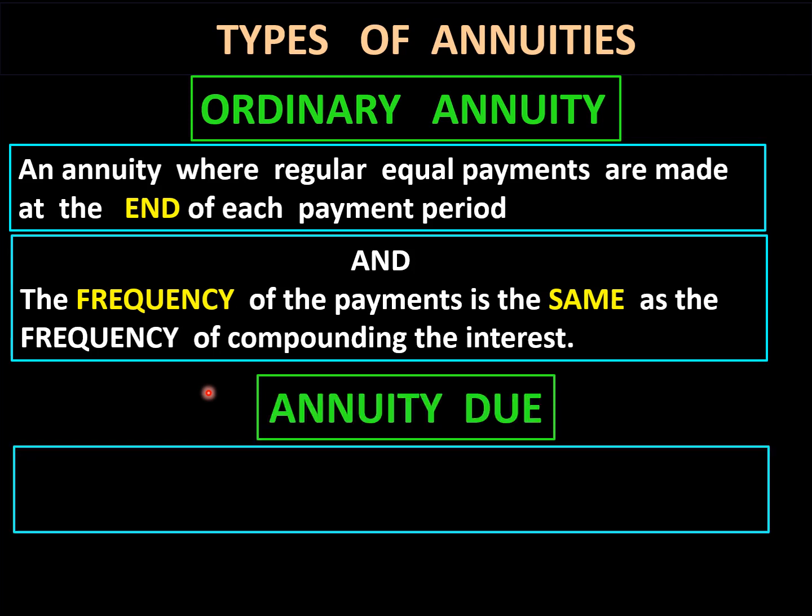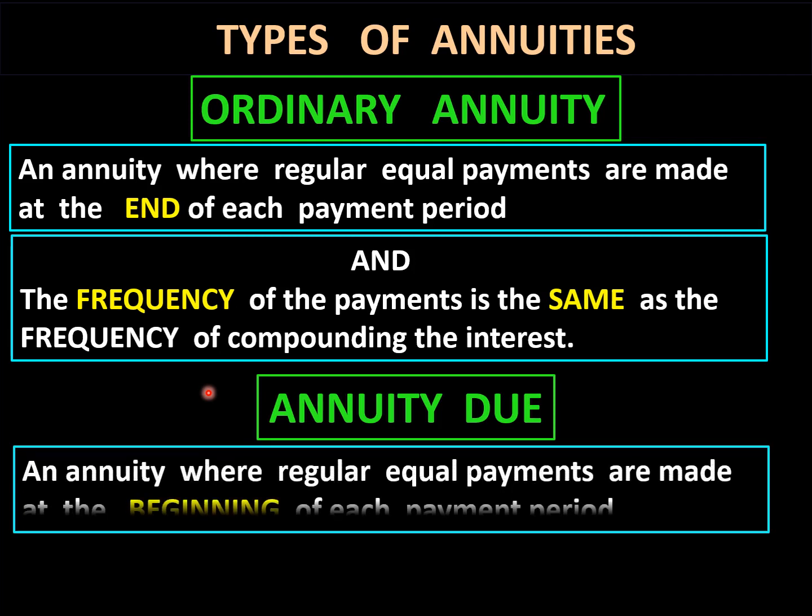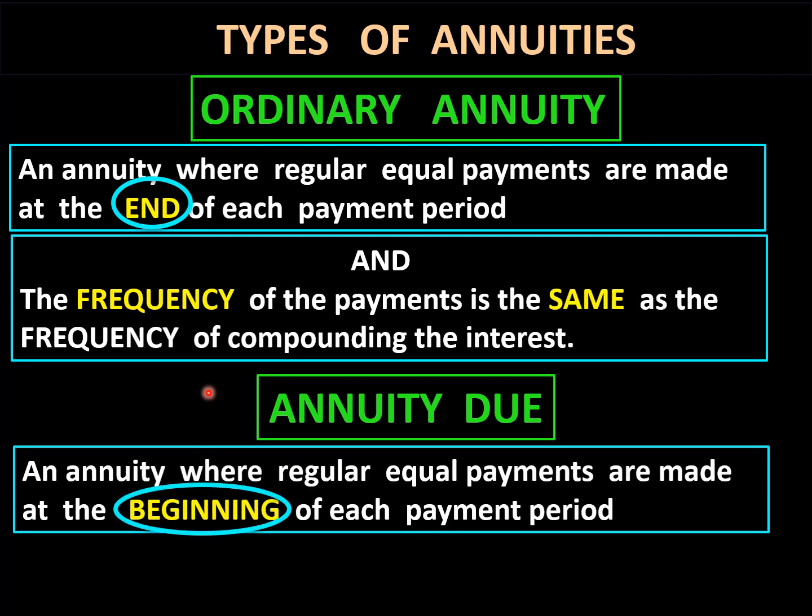Then we have an annuity due. Here we have an annuity where the regular payments are not made at the end, they're made at the beginning of each payment period. So you can see the difference between ordinary and due: this one is end and this one is beginning.